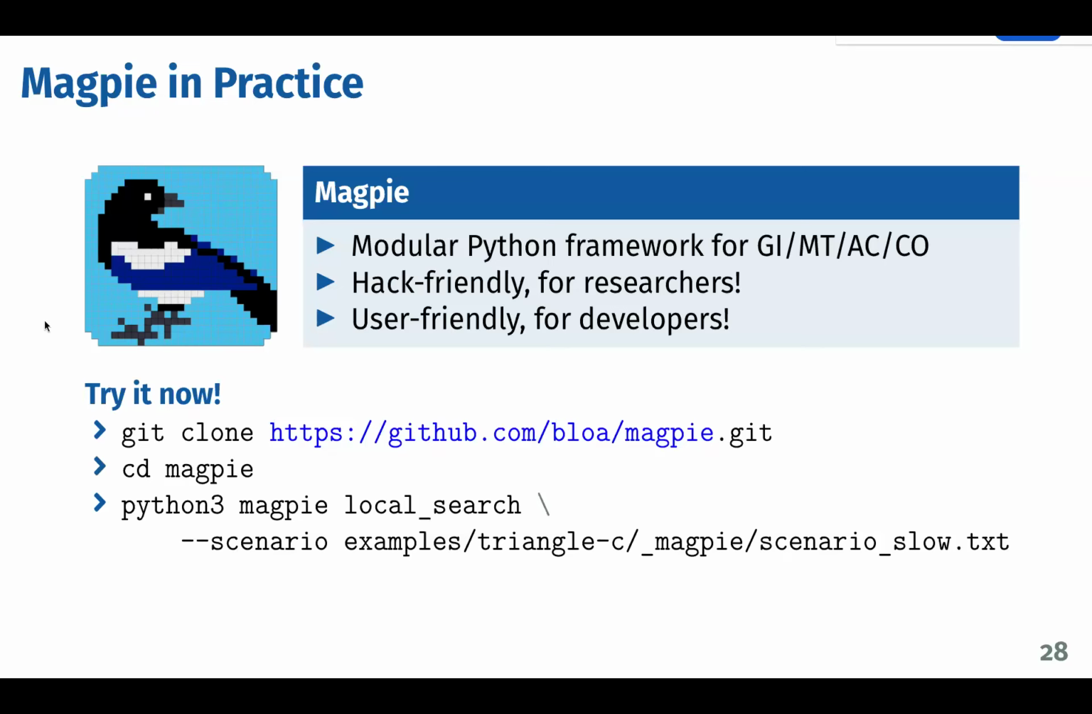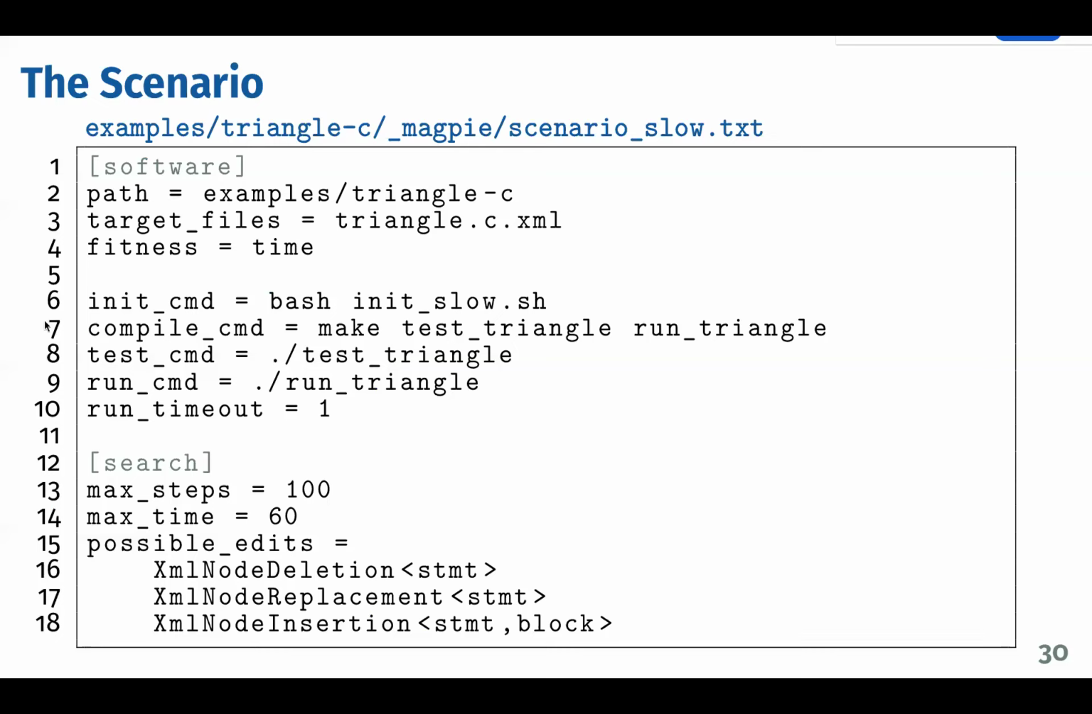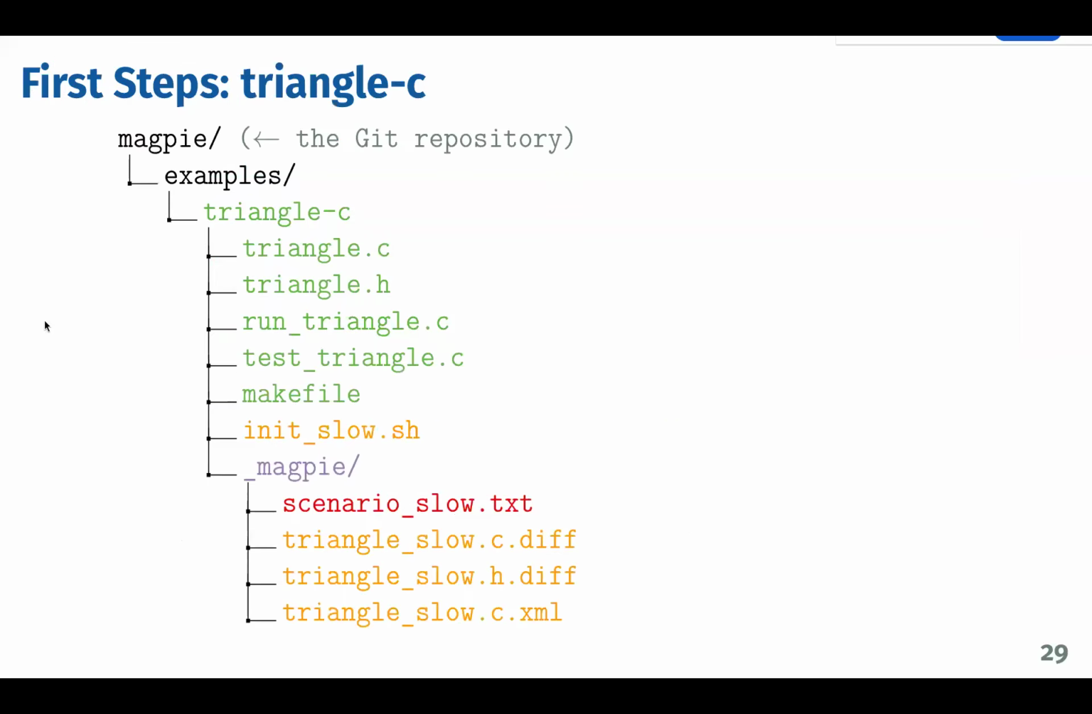And I will try to do that. So the first scenario that we want to consider will be example triangle C, Magpie scenario slow. That will take the triangle C software, so in example triangle C, and we will want to improve one file, which is triangle.c.xml. Okay, so it skipped one slide. So the first scenario that we want to improve is Magpie example triangle C, scenario slow.txt.